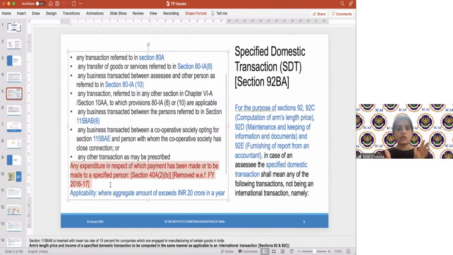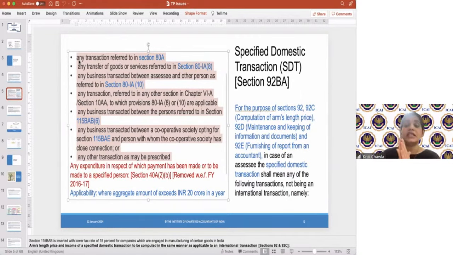So now the present law is that you have to see what transactions are within the ambit of what I've highlighted here: 80A, 80IA, 80IA(10), 115BAB, 115BAE. Aggregate the value of those transactions. If it is more than 20 crore rupees, only then SDTs will be applicable in a particular year. And if SDT, as in domestic transfer pricing, is applicable, then all the compliance that we'll discuss going forward will have to be undertaken by the taxpayer, and they will have to make sure that the transactions with those entities happen at arm's length price.